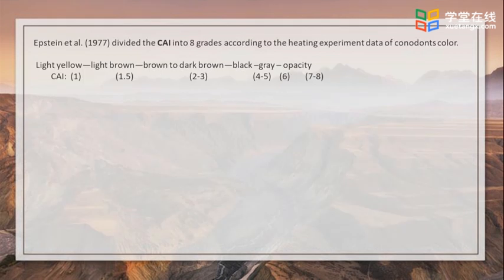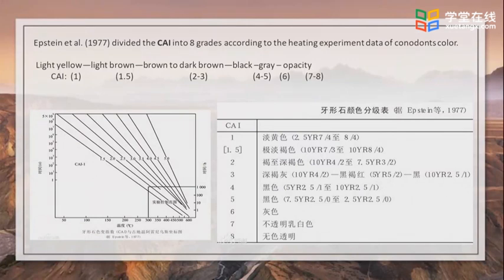According to many heating experiments, Epstein divided the thermal maturity changes according to the color, and gave numbers related to each color, used from yellow to opacity. So you can see in these charts that the colors are changing with the numbers as the temperature changes to higher temperatures. And from your work and clear observation, you can estimate the thermal maturity of the conodont.